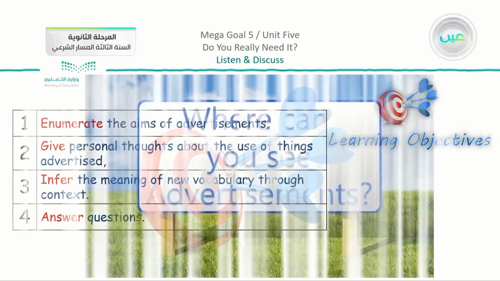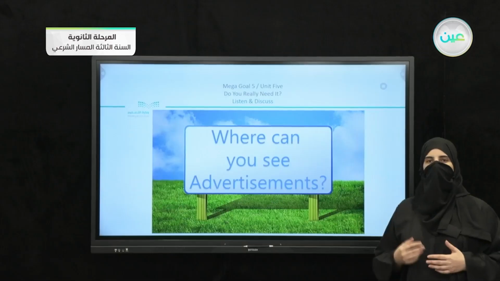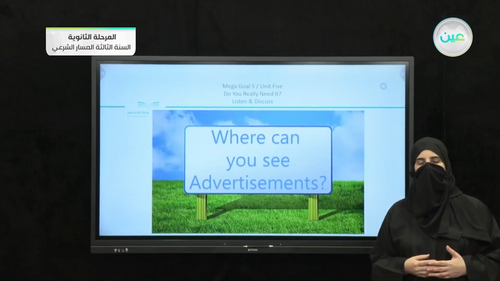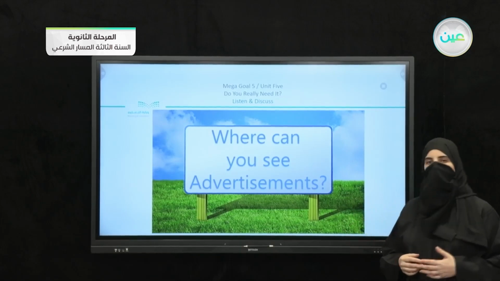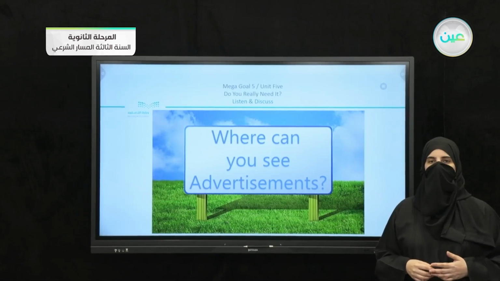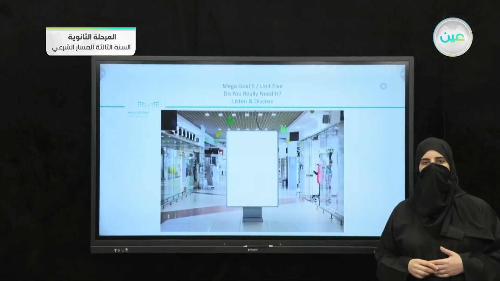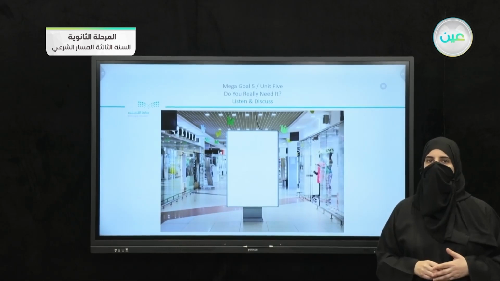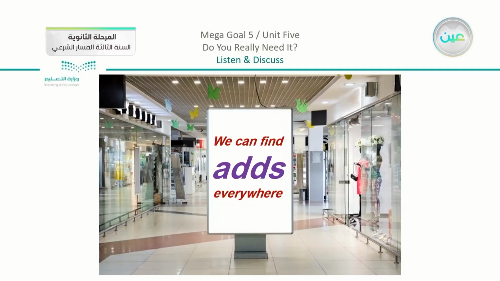So moving on with our topic here. Now, we did mention that we see advertisements on TV, but we can also see them in other places. So where can you see advertisements in general? We can see that from this picture. This is not on TV. So we can see ads everywhere.